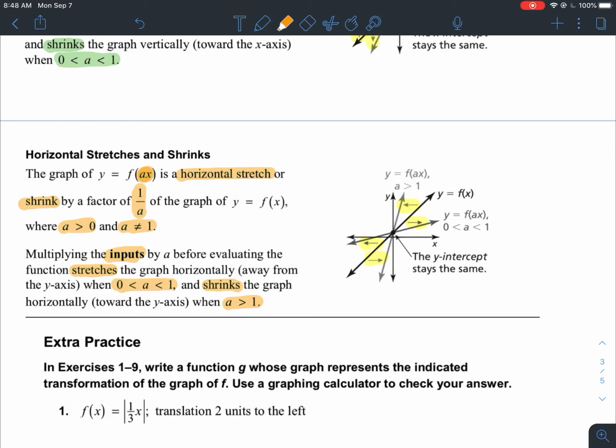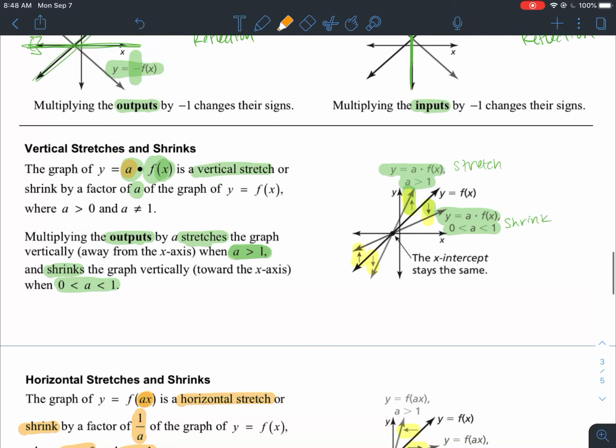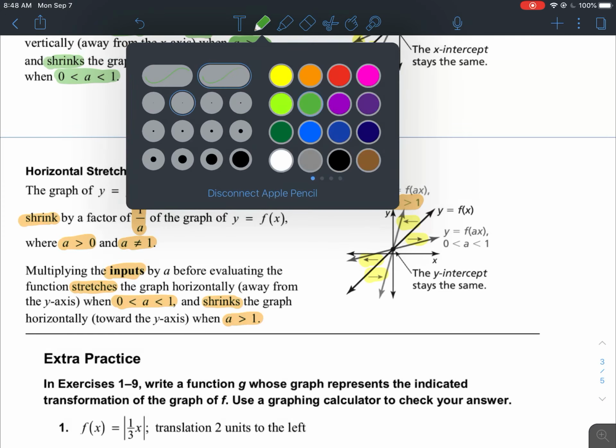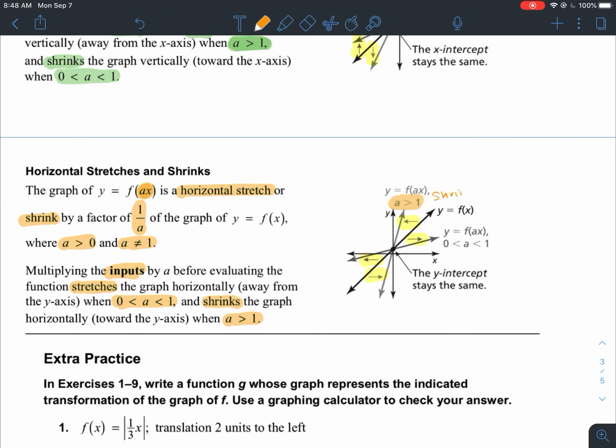So all of this is opposite than what we said about the vertical stretches. When a was greater than 1, it was a vertical stretch. When a was less than 1, greater than 0, it was a shrink. But now horizontally, we read it backwards, okay? So when a is greater than 1, that's going to be a shrink. So that's going to be going towards the y-axis, and then it's going to go away from the axis. This is going to be a stretch when a is between 0 and 1.